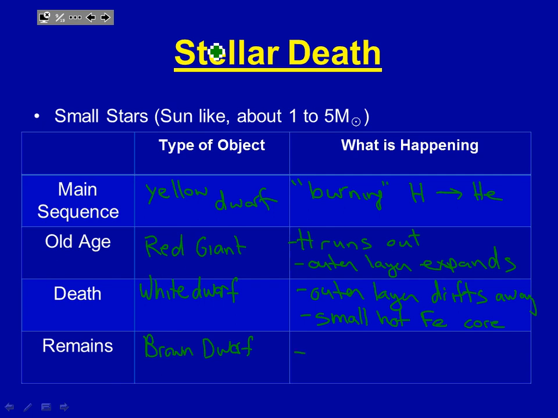Why is it called brown? Because it's not giving off any light. It is the most unspectacular way in which a star can die. Boring. Left with a hunk of iron sitting there in space. Okay? Let's now talk about larger stars.